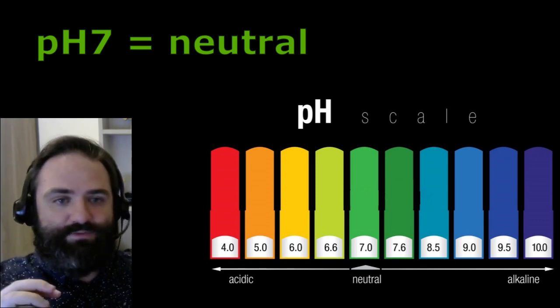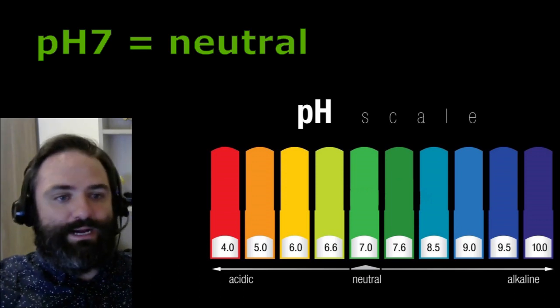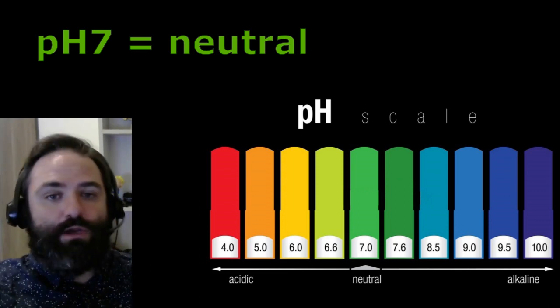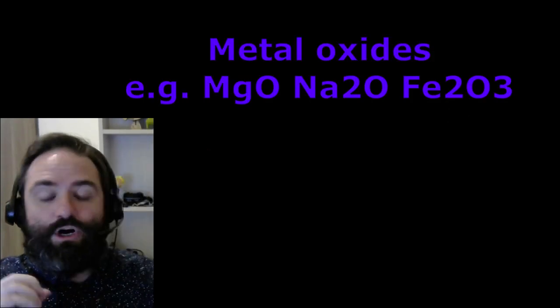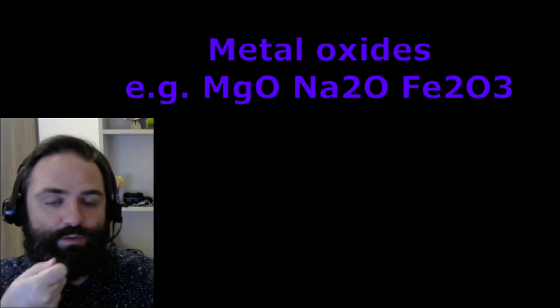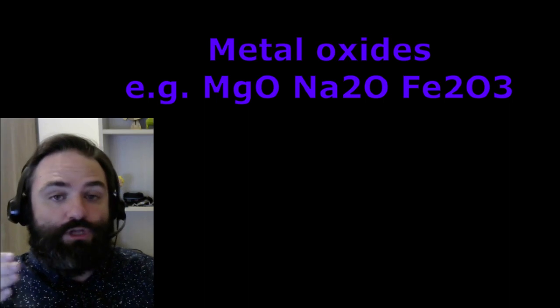Now our next classification is metal oxides. So if you take a metal like magnesium and you burn it in air, react it with oxygen. If you take any metal, sodium, iron, and you react it with oxygen, you make an oxide. And metal oxides are solids at room temperature. If you've ever done the experiment where you burn magnesium, you'll see a white solid form. They're solid at room temperature.